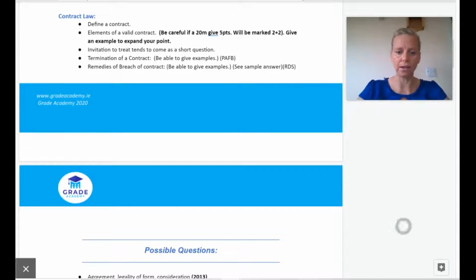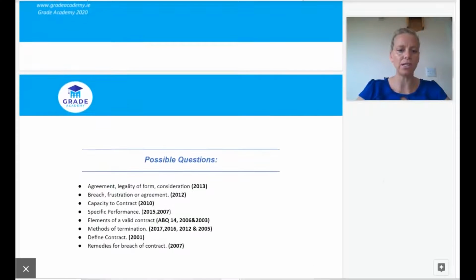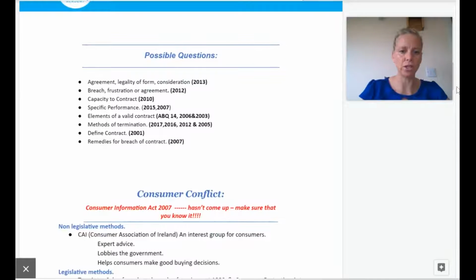Are there possible questions then on it? So we can see here that it comes up. Now, I haven't put up when it's come in as a short question, a lot of the time. This is when it has featured as a long question and also in your ABQs. So it comes up quite a bit. Elements of a valid contract we can see have come up.